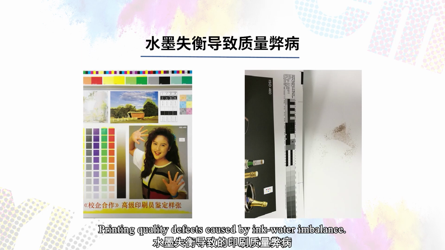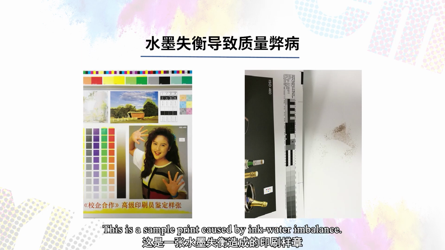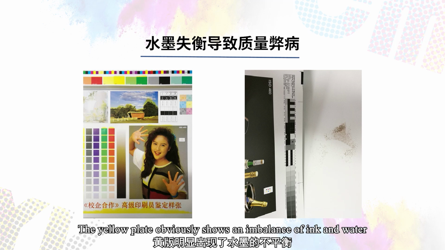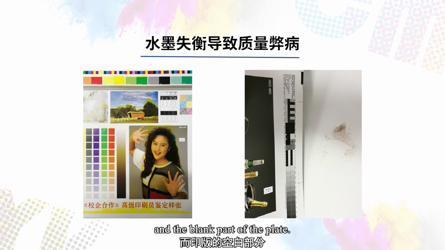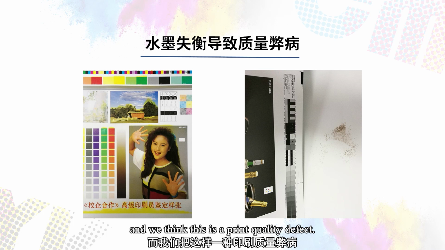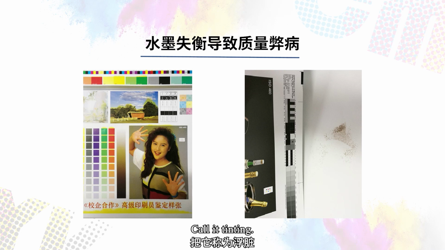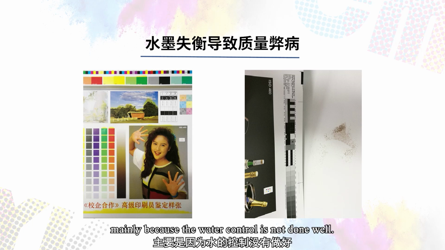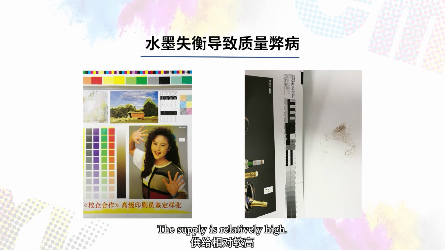Let's take a look at printing quality defects caused by ink-water imbalance. This is a sample print caused by ink-water imbalance. Let's take a look. The yellow plate obviously shows an imbalance of ink and water. And the blank part of the plate, the area where the ink should not be printed, is printed with yellow ink. And we think this is a print quality defect. Call it tinting. It is caused by the imbalance of ink and water, mainly because the water control is not done well. The supply is relatively high.